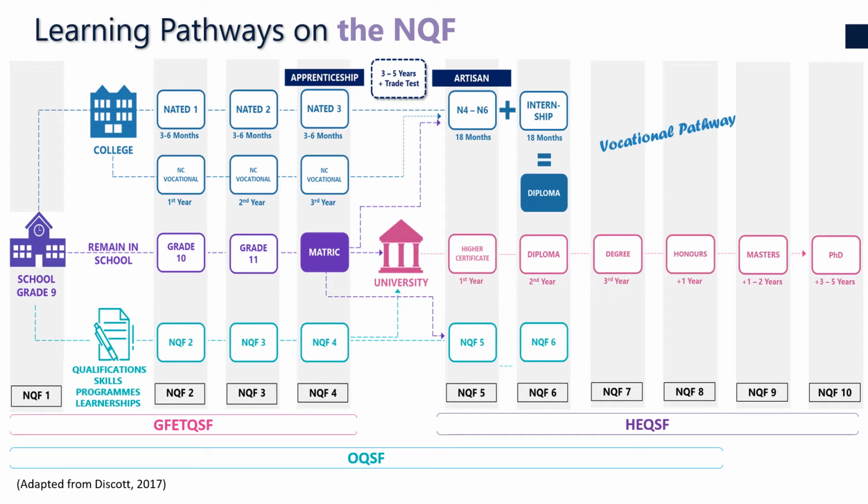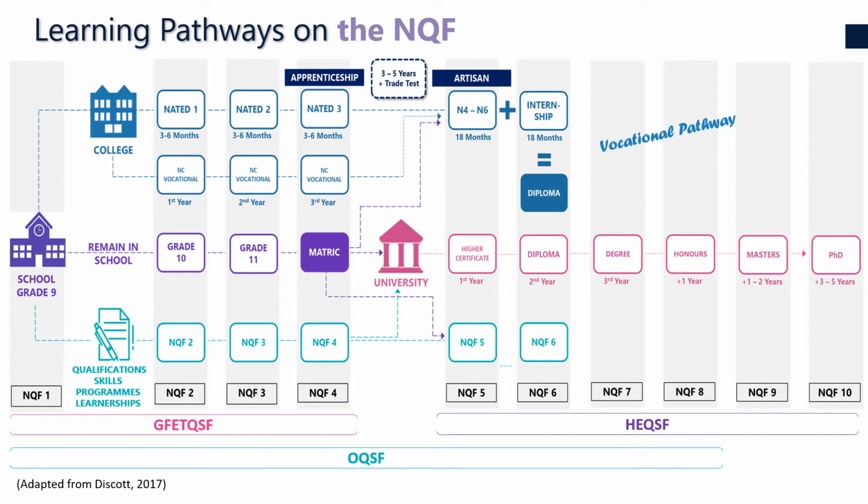completed in workplaces. Some fields of study range from N1 to N6, while others range from N4 to N6. Ultimately, the completion of an internship will lead to a national diploma at NQF level 6. The vocational pathway also offers the NC vocational programs, which integrate theory and practical application within specific fields.